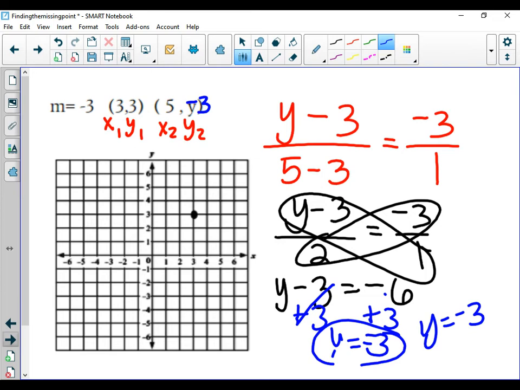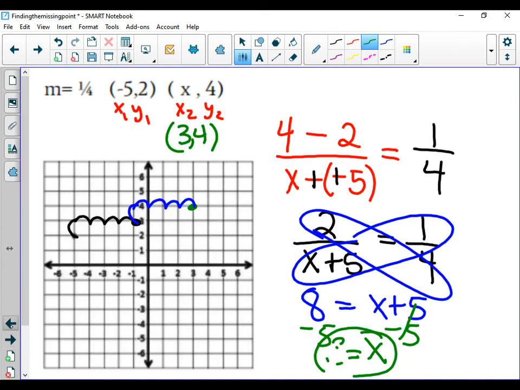So I go over to 5, down negative 3. So again, start here, and let's test it. So it's negative 3 over 1. So that means I go down 3, 1, 2, 3 over 1. Try it again. 1, 2, 3 over 1. It's always rise over run.